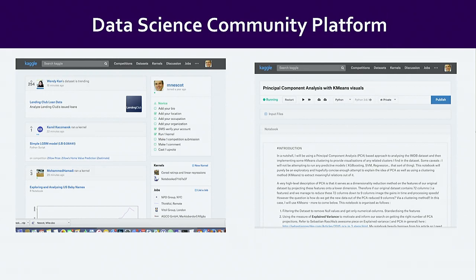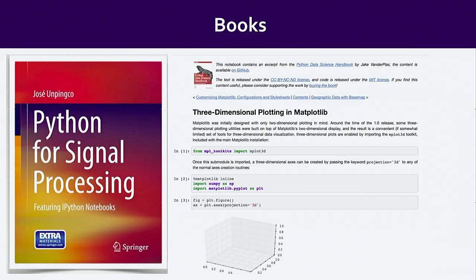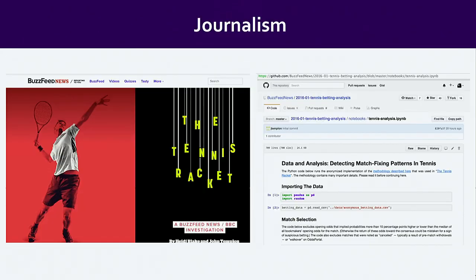There's a data science social network called Kaggle. The notebook is a central part of that. It's being used in executable books, in journalism.